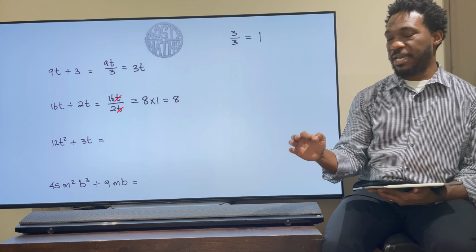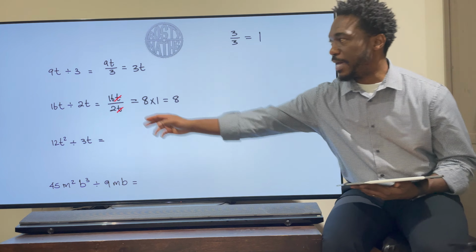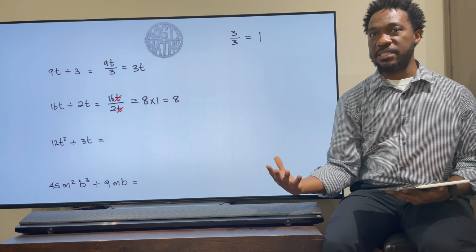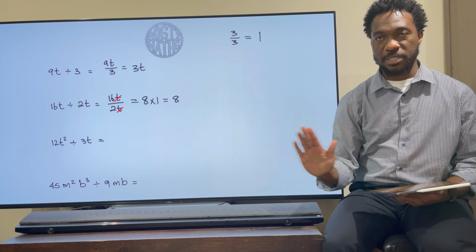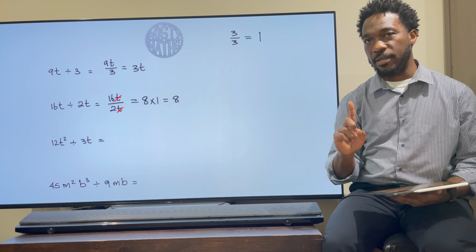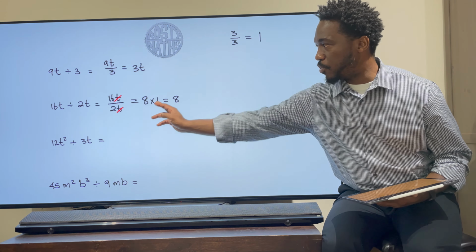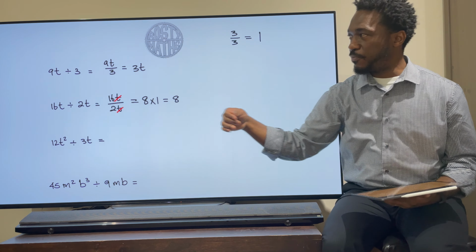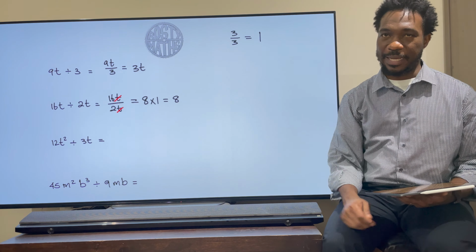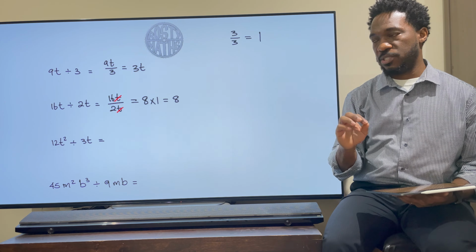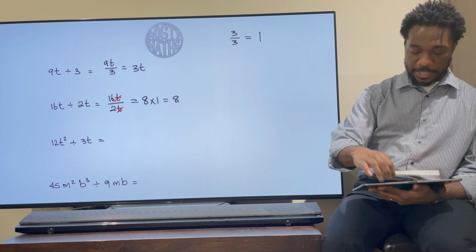Do not ever fall for the trap that cancelling out means that it becomes 0. It's not 0. It is 1, but because it's 8 times 1, we just say it's 8. So for short, we say it's cancelled out, okay? But know that it's 1. All right, let's jump on to the next one.